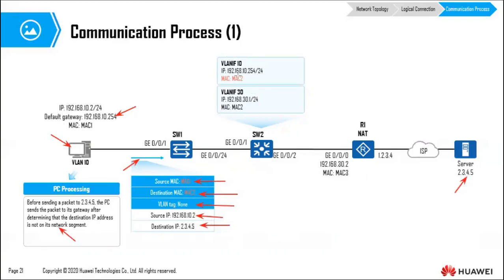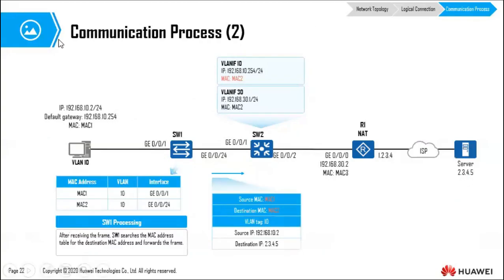Okay, let's move on. So after, let me see what I do next. Okay, good. So the switch will receive this particular frame and see that it's supposed to forward. After receiving the frame, switch 1 will search the MAC address table for the destination MAC address and forward the frame. The assumption was that they already know, right? They already have the MAC address of the destination, which is this particular gateway's MAC address.